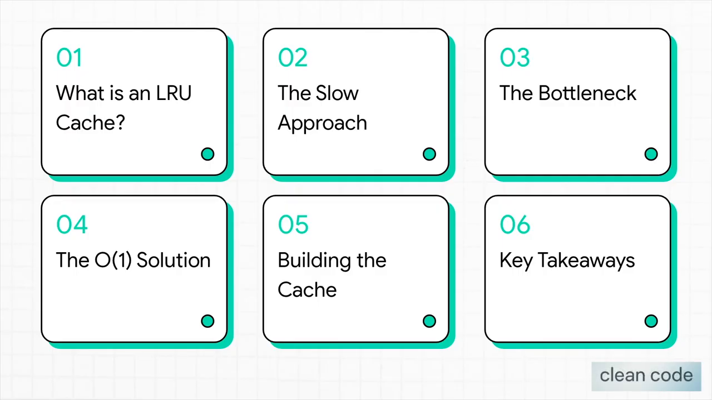So here's our game plan. First, we'll nail down exactly what an LRU cache is and the rules it has to follow. Then, we're going to try the most obvious approach and see exactly why it falls flat. But that failure is actually what's going to lead us to the aha moment, the super elegant O(1) solution. From there, we'll blueprint the design and wrap up with the key takeaways.